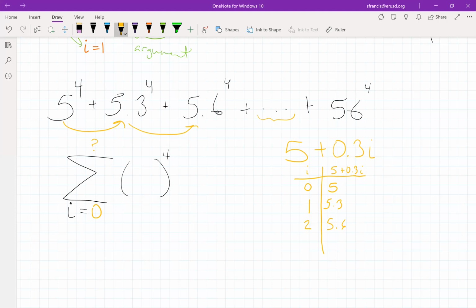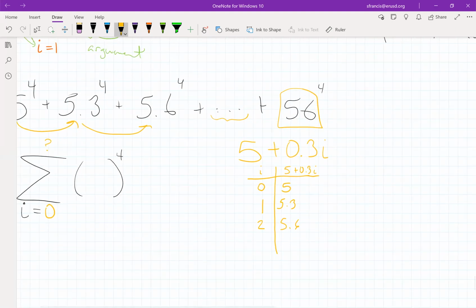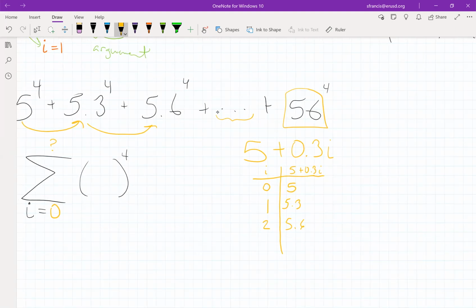Well, I have to figure out the value of I that produces the 56 over here. Where does the 56 come from? For what value of I do we get 56? Well, I could just write an equation for that, set 5 plus 0.3i equal to 56, and solve. Now, here's the issue you want to watch out for. This is where I'm kind of hoping I made a mistake, even though I don't think I did. If I solve for I correctly and I don't get an integer, you guys remember I harped on the fact that the indexing values have to be integers.